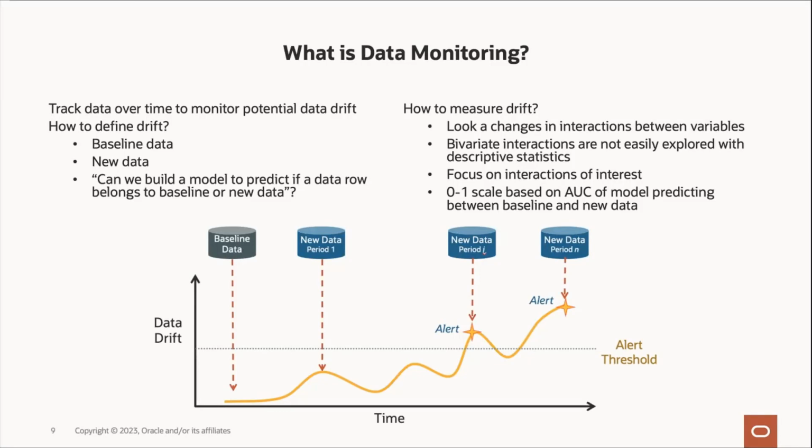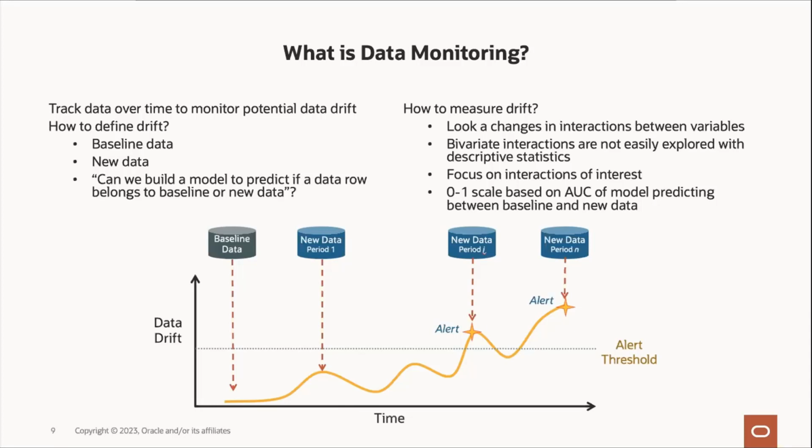So in looking at those bivariate interactions between variables, we need to focus on interactions of interest because as the number of columns in a data set grows, the number of bivariate interactions between those columns grows exponentially. So it's not practical to look at all these interactions. So our data monitoring model will focus on key interactions of interest to look for drift. And it'll give you a score of the drift of your data on a 0 to 1 scale. And this scale is based on the accuracy of a model predicting between your baseline and your new data periods, like I just mentioned. It's looking at the AUC measure of that model, predicting between the periods, and it maps that AUC onto the 0-1 scale.